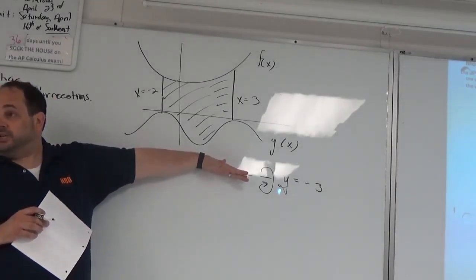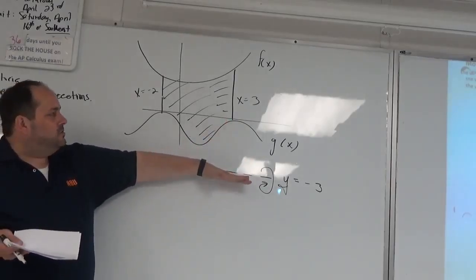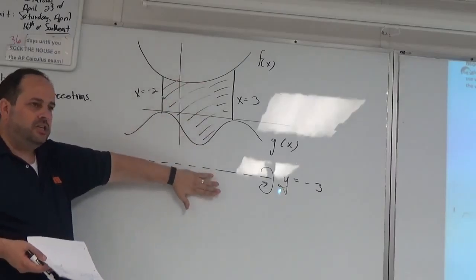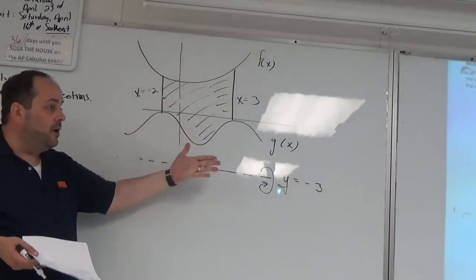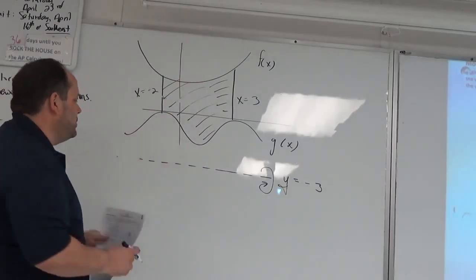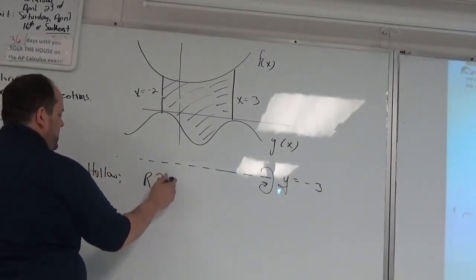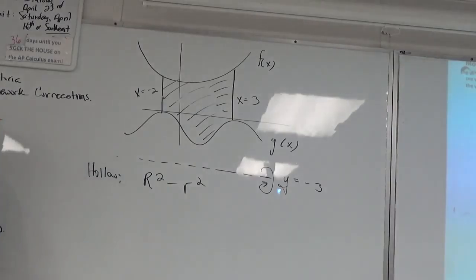Here's your axis of rotation, or axis of revolution, depending on how you want to describe it. Here's the region. The question that you want to ask yourself: is the region touching the axis of rotation? No, so it has to be hollow. As soon as you've identified that it's hollow, we need to be thinking, oh, this is one of those big R squared minus little r squared kind of situations.